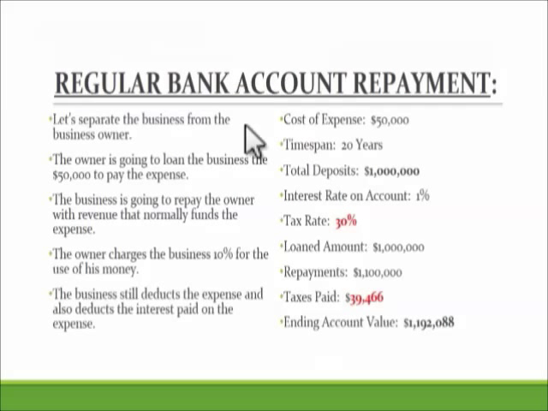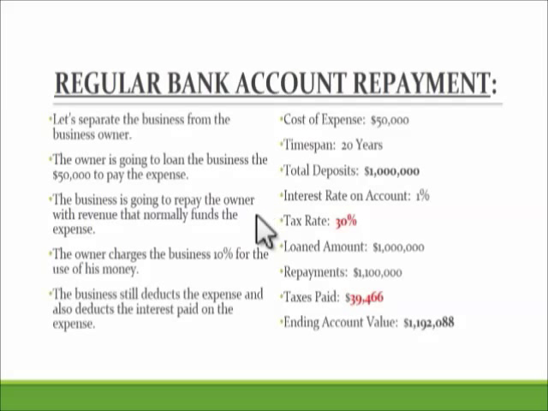Now, let's suppose that we applied a banking function to the way that you do business. Let's do things a little differently. So how do we do that? Well, let's separate the business from the business owner. Now, the owner is going to loan the business $50,000 to pay the expenses. That $50,000 could be from cash flow, could be from bank accounts or brokerage accounts that you have. But you're going to loan your business the $50,000.